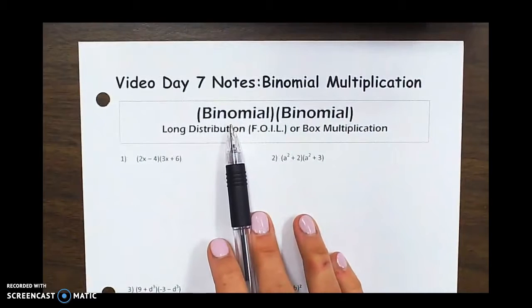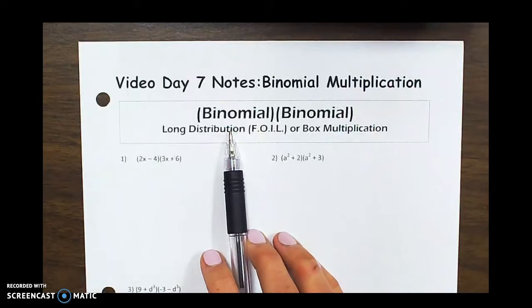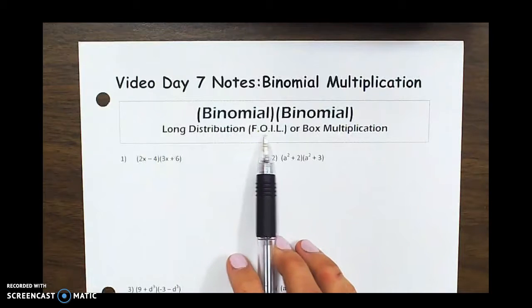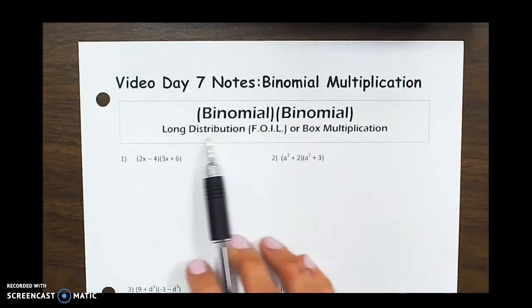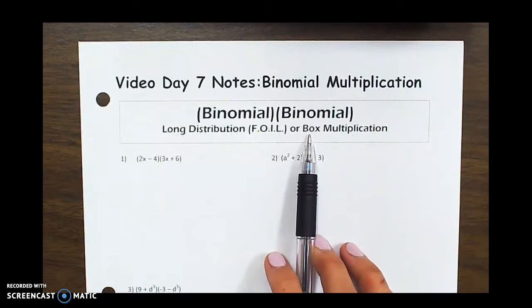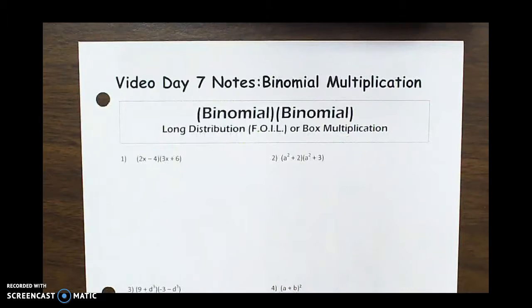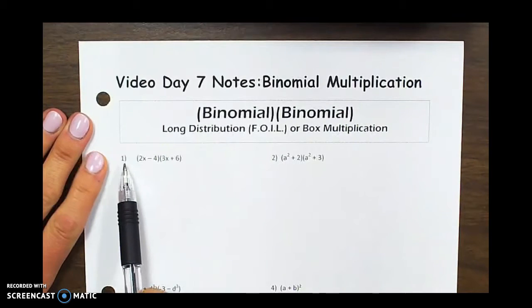So when we have a binomial times a binomial, we're going to use what's called long distribution. Some of your parents remember this word FOIL, first, outer, inner, last, but we're going to call it long distribution. Or I'm going to show you another method called the box multiplication. And by the end, we'll have multiplied, gotten rid of the parentheses, and we'll write our answer in standard form. So let's go ahead and take a look at number 1.